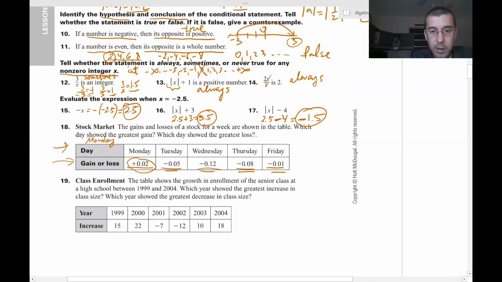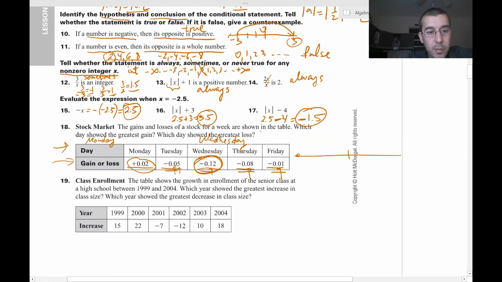Which day showed the greatest loss? That's the most negative number. That's going to be this one right here. Why? Because if you look at the tens, it's all zeros, 0, 0, 0, 1 is here. So this is the greatest loss. It's going to be all the way to the left on the number line, minus 0.12. So Wednesday is the day with the greatest loss.